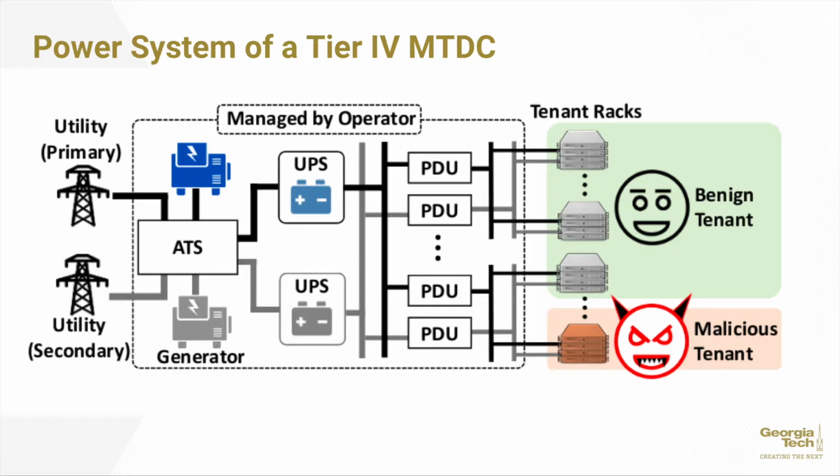Notice at each stage of this power system is redundancy. That's what makes a Tier 4 a Tier 4. It has 2N or better redundancy. So there's 2 of everything at every stage. 2 lines, 2 UPS systems, 2 PDUs, whatever, what have you. It's got 2 of it all.